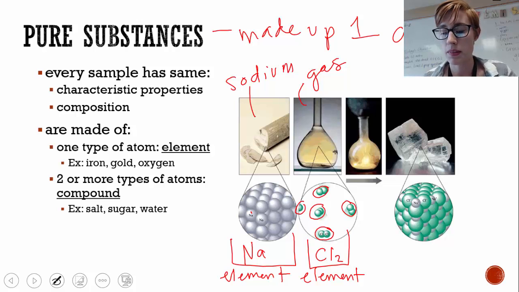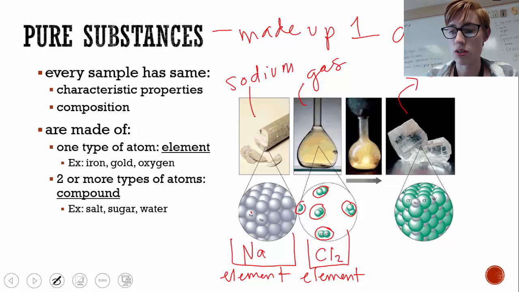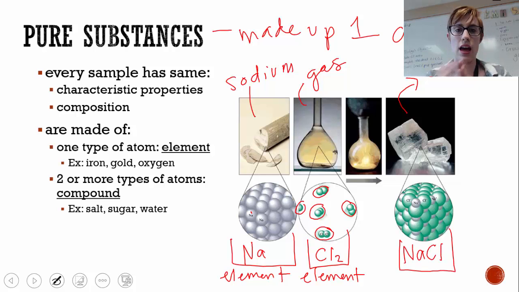Now, next, I'm showing you a block of salt. Salt is a chemical that is Na and Cl combined together. They're bonded together to form that one chemical NaCl, or sodium chloride. Since this has 2 elements that make up the compound, I call it a compound instead of an element.